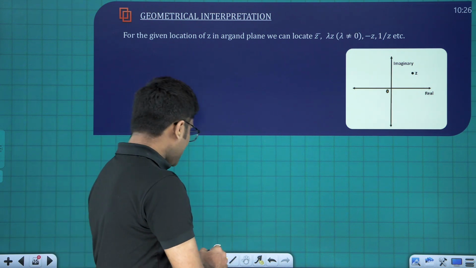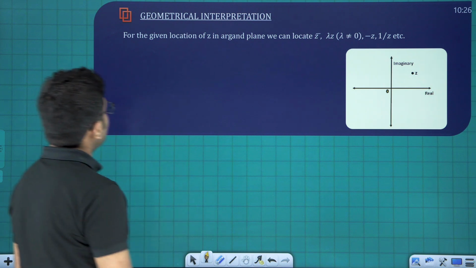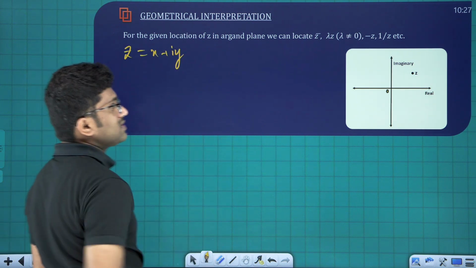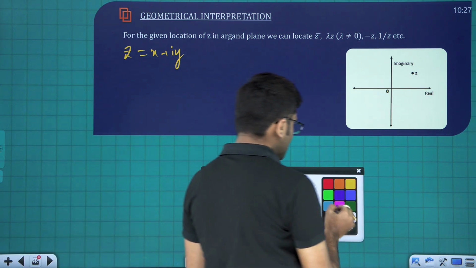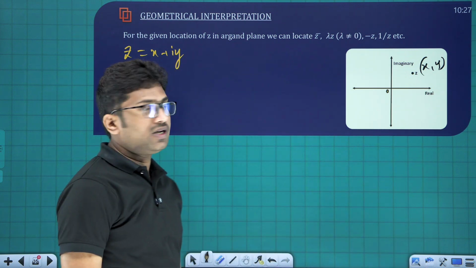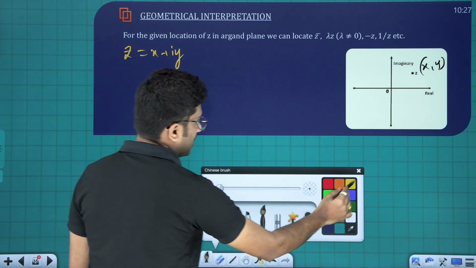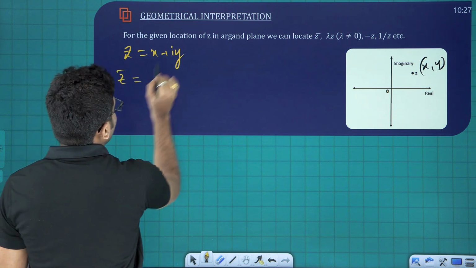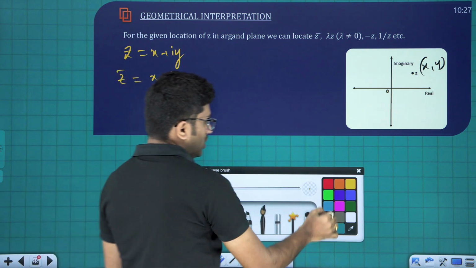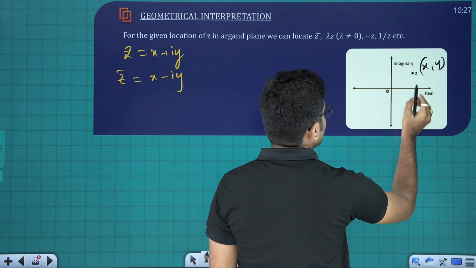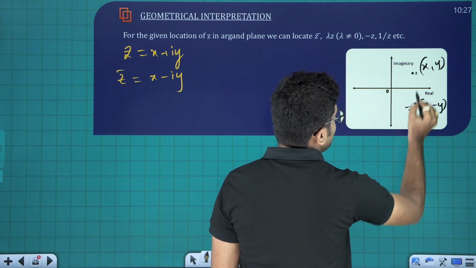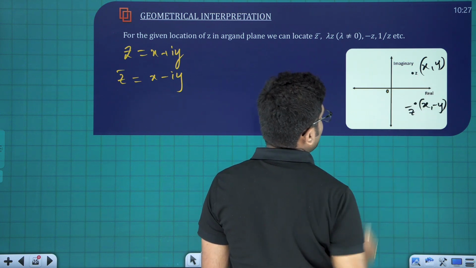Next, geometrical interpretation of complex numbers. Just now we said, if z is equal to x plus iy is any complex number, it is represented as a point z, x comma y, in the orthogonal plane. Now z bar means, friends, what is z bar? z bar will be equal to x minus iy. So x comma minus y is a point which is the image of z with respect to the real axis.